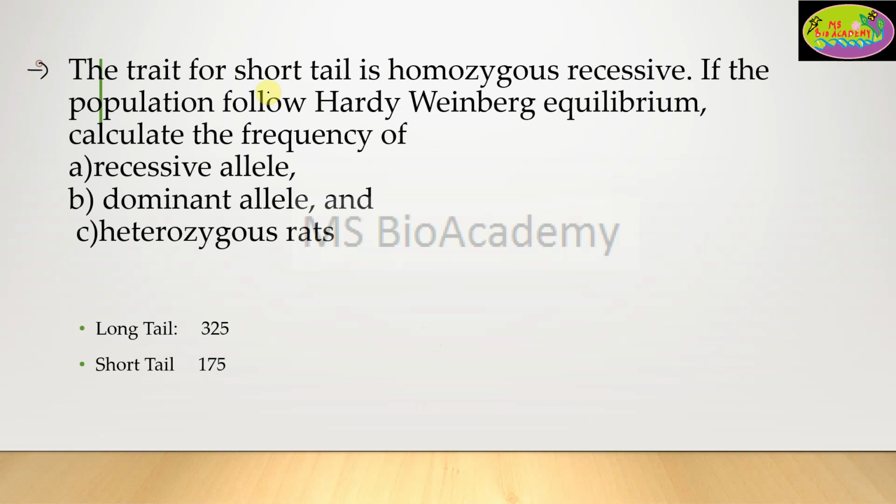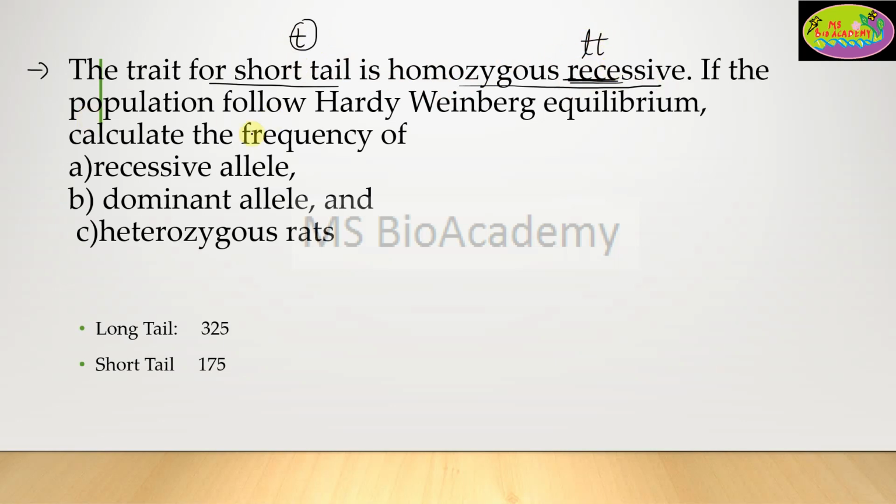Now the next problem says that the trait for the short tail is homozygous recessive. Here they have mentioned the trait. In the earlier question they haven't mentioned any trait, that's why we took capital A and small a just as an assumption. Now here, since they have mentioned the trait for the short tail, we can take t, small t, and it is homozygous recessive. Why have we taken a small t? Because they have mentioned that it is homozygous recessive. Recessive means small letter and homozygous means both are small t, small t.